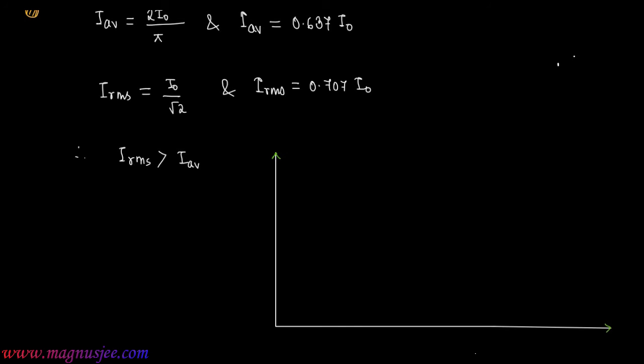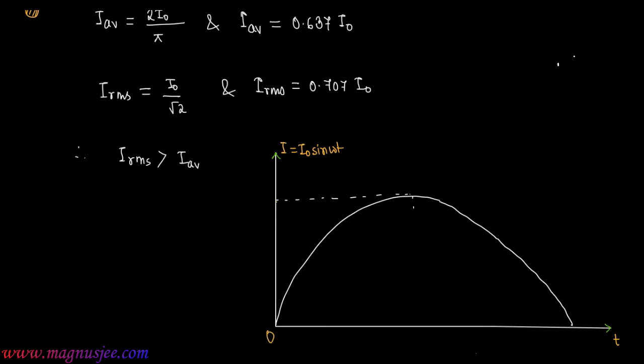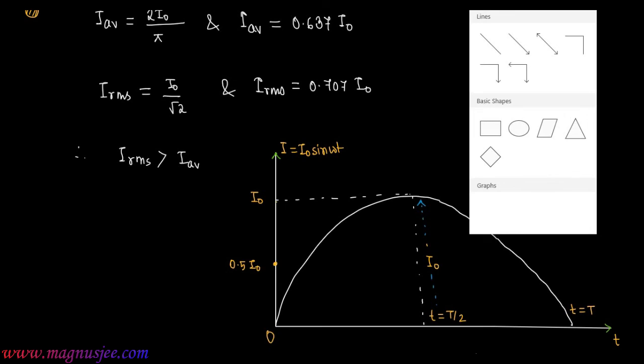Now we can represent the positive half cycle of alternating current. This is the sinusoidal variation of alternating current in the positive half cycle. Along the vertical axis, current is plotted, and along the horizontal axis, time is plotted. We can denote the peak value of current at time t equal to T by 2. At half cycle, we get the peak value of current I₀, the maximum value of alternating current.